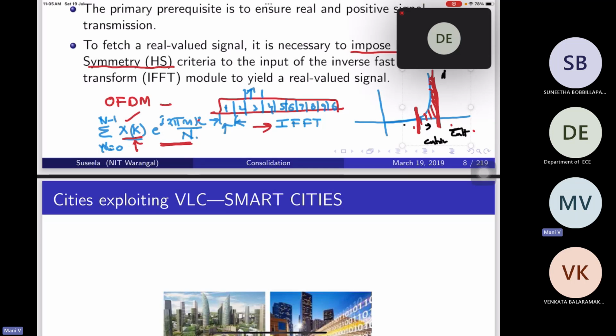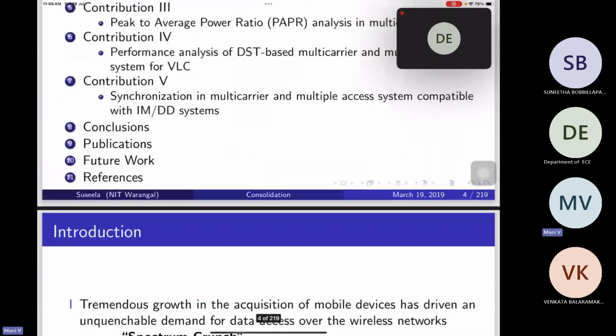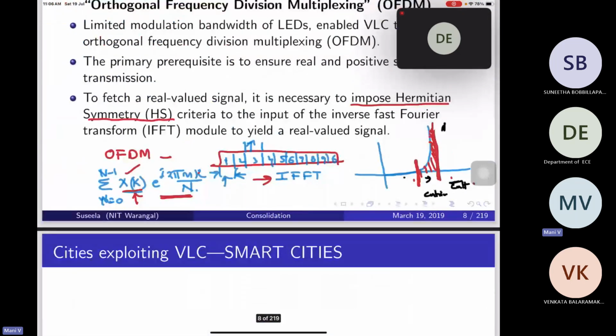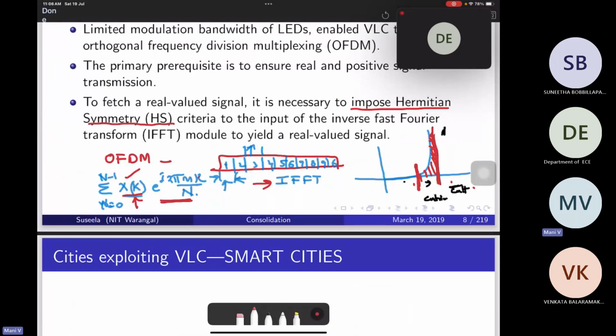So writing the equation for OFDM. So how I modulate a signal. So here I am writing one signal, summation of, here I am writing this equation. So n equal to 0 to N minus 1, X of k e power j 2 pi n k by N. This is called orthogonal frequency division multiplexing, the OFDM equation. So what is input? X of k is my input.